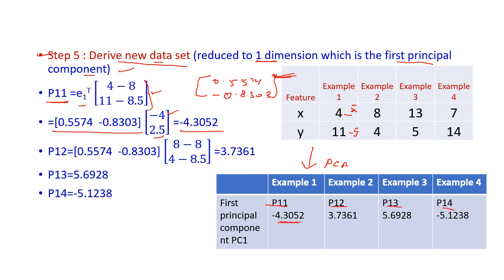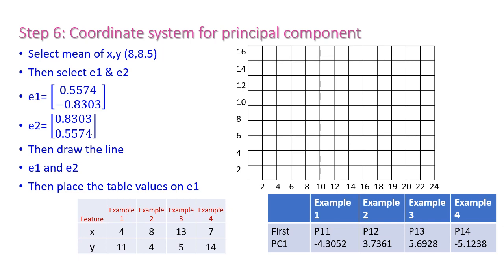Simultaneously we need to compute P12. The value is 3.7361. P13, the value is, see here, 5.6928, and P14 is this one. So what did we do so far? This two-dimensional table is now converted into a one-dimensional table. Here two dimensions means two features, x and y, are there. Here we are having only one feature, PC. Right? 2D is converted into 1D now.